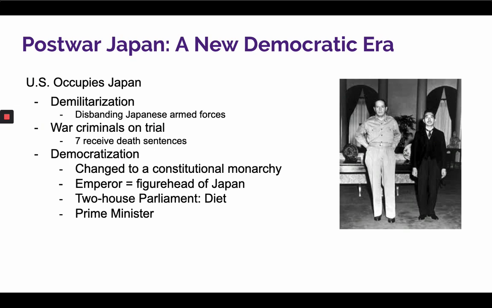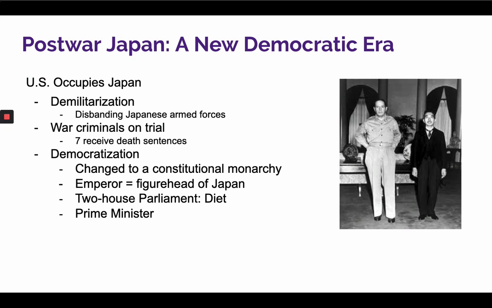Also, the US would begin the process of democratization in Japan as well. Basically, what this means is it was trying to create a government in Japan that would be elected by the people. So what they did was they changed the Japanese government over to a constitutional monarchy, and the US would help Japan draw up a new constitution.